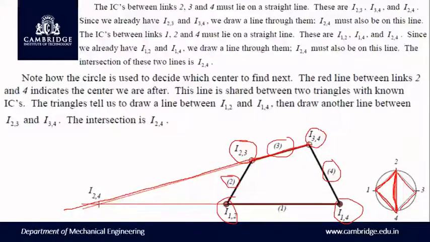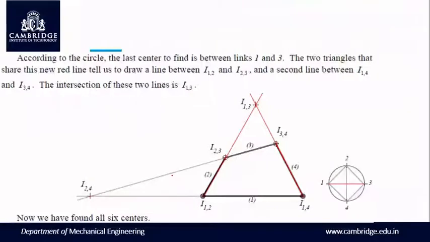Produce a line from 1, 2 and 1, 4 as well. So wherever these 2 lines intersect, that point will become the instantaneous center 2, 4. Similarly, to obtain the last instantaneous center, that is 1, 3, now go inside the circle, join a line from 1 to 3. So now this will be the common side for 2 triangles, 1, 2, 3 and 1, 4, 3.